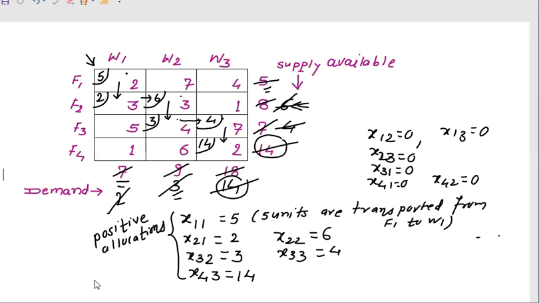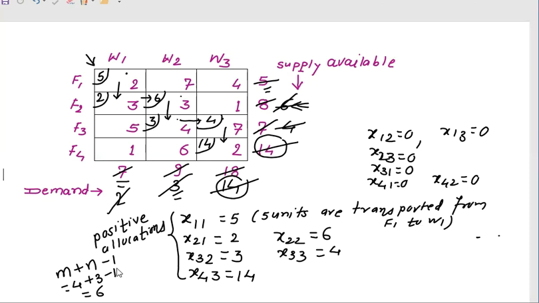How many positive allocations are there? 1, 2, 3, 4, 5, 6. And what is m? The number of rows is 4, and the number of columns is 3. So m plus n minus 1 is 4 plus 3 minus 1, which is 6. So there are 6 positive allocations, exactly m plus n minus 1 positive allocations in this solution.